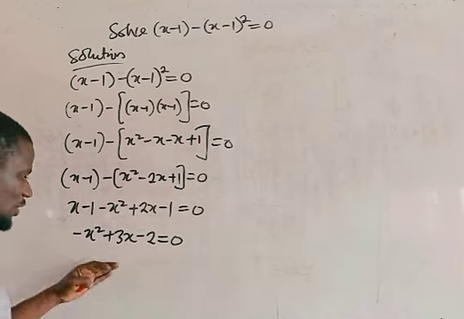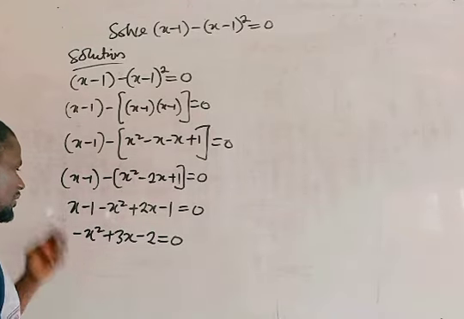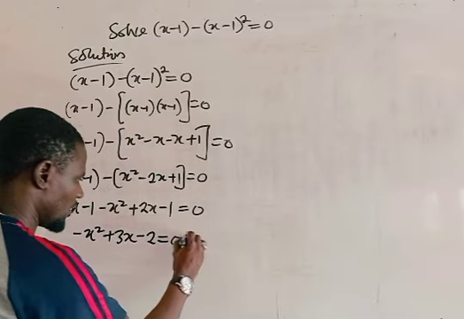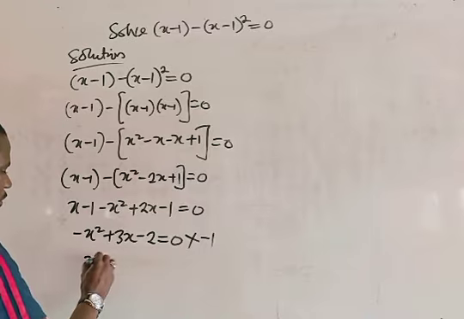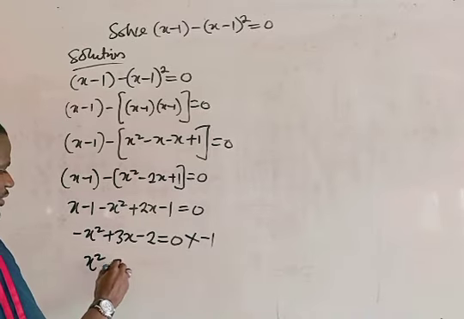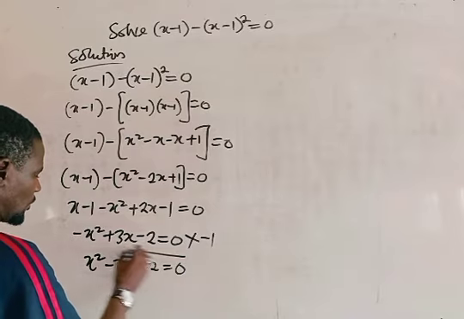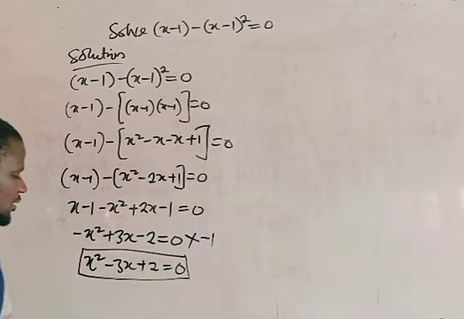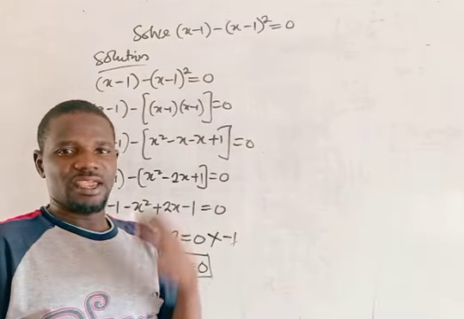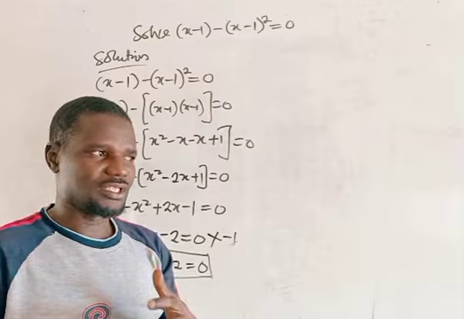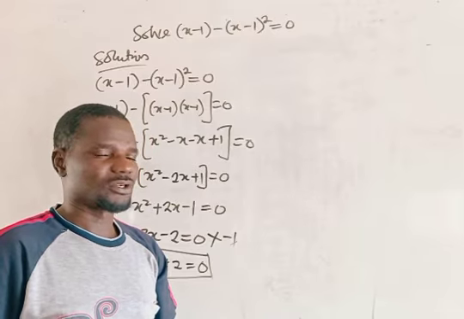Now, looking at this quadratic equation, the leading coefficient is negative, so we need to cancel out this negative sign. How do we do it? By multiplying this by minus 1. That is, minus 1 times this is just x squared. Minus 1 times 3x is minus 3x, minus 1 times minus 2 is plus 2, equals 0. Now, this is the perfect quadratic equation, for which we can use any method of solving quadratic equations, either formula, factorization, graphical, or completing the square method.